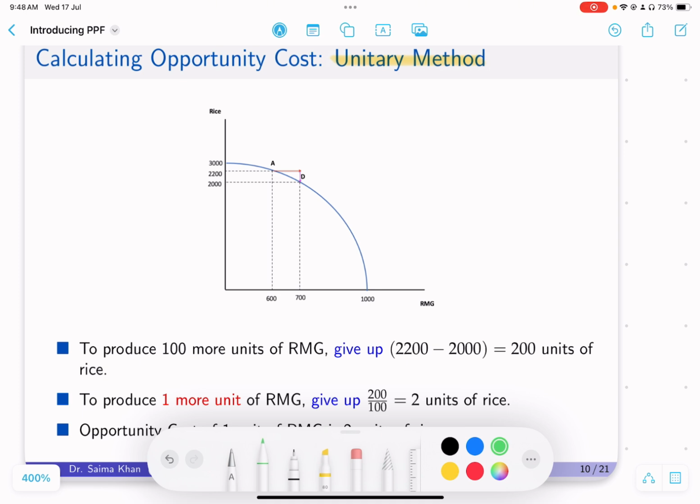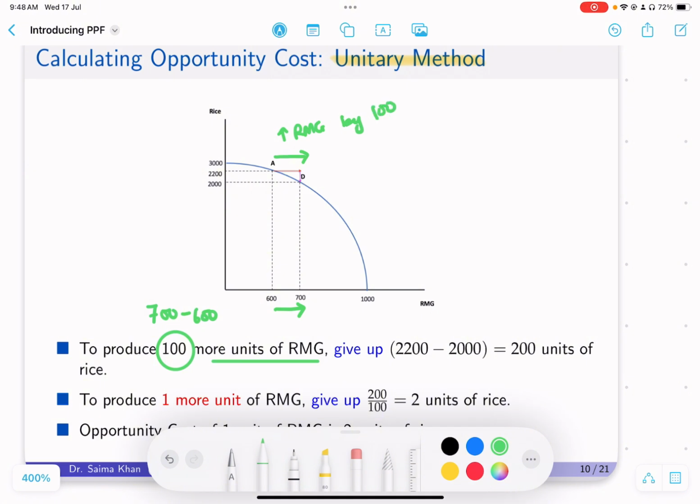So এখানে কি দেখানো হচ্ছে? So let's say you're moving from A to D. So if you're moving from A to D, you're producing 100 more units of RMG. How? Remember, this 100 is coming from 700 minus 600. So diagram में देखो, when you're moving from A to D, you're moving from 600 units of RMG to 700 units of RMG. So when you're moving there, you're increasing RMG production by 100, right?